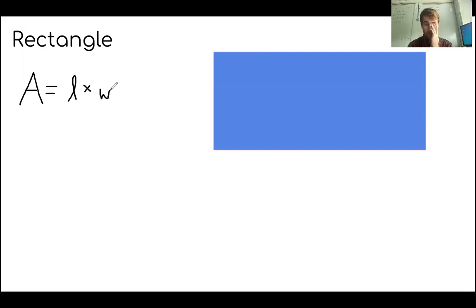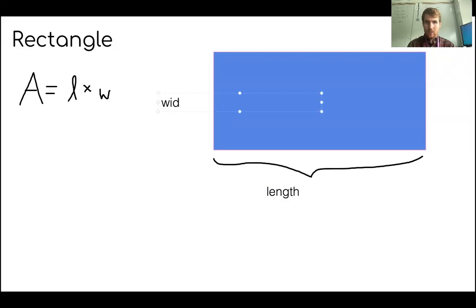We can do this by finding the length of a rectangle. This is the length, and then the width. Depending on the problem, some problems will tell you these measurements. You don't need to measure them yourself because it will already say 5 centimeters or 10 inches. But other problems, you will need a ruler and you'll need to measure it in centimeters or inches to actually find the width and the length.